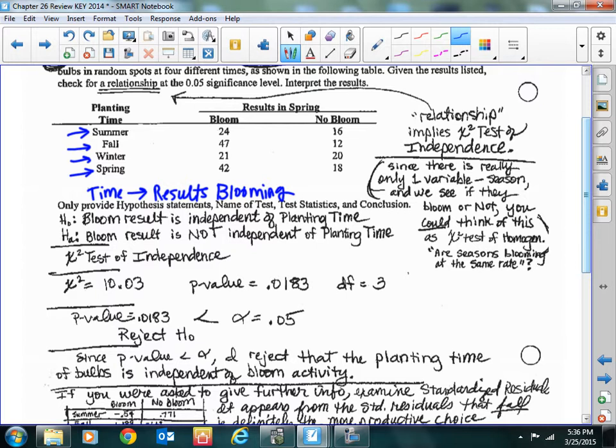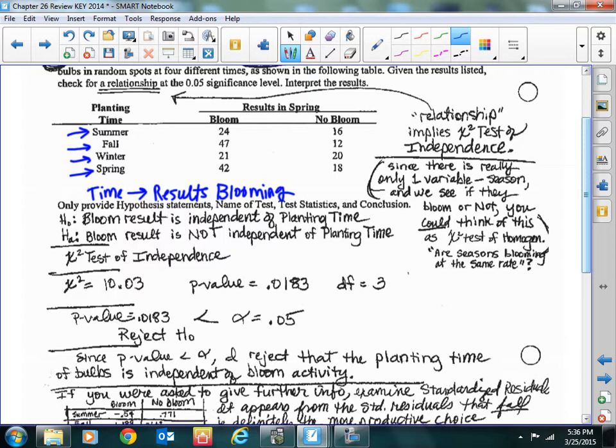All right, so let's see. It says, yay, only provide the hypothesis statement, name a test statistic, and conclusion. So meaning you don't have to do the conditions, sweet. So here we go. The null hypothesis is the bloom results are independent of planting time, and the alternative is the bloom results are not independent. Don't have to do the assumptions, so that's great.